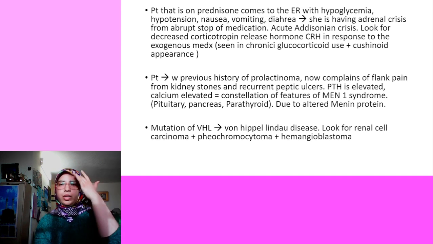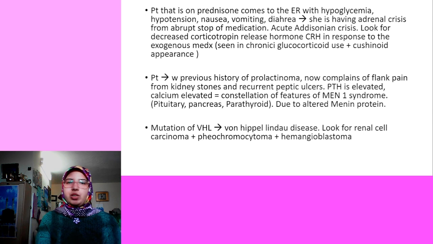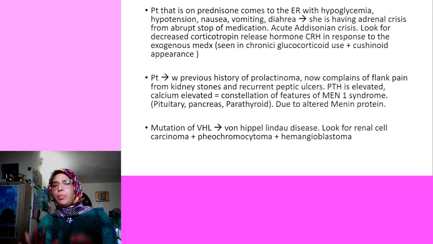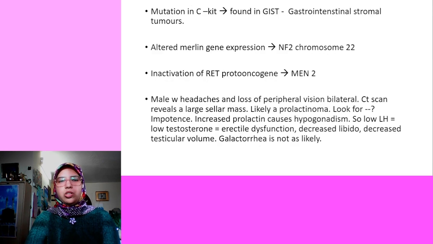So MEN1, you have to remember, it's from the top first. So it takes the pituitary, then the parathyroid, then the pancreas. I believe MEN2 is pheochromocytoma, then the pancreas, then the parathyroids, and then the... I may be making a mistake here. Let's just keep going before I make another mistake. Anyway, MEN1 syndrome is due to altered menin protein. If you get mutation of VHL, what is VHL? Von Hippel-Lindau disease. You want to look for renal cell. A whole bunch of carcinomas are involved with VHL: renal cell carcinoma, pheochromocytoma, hemangioblastoma.